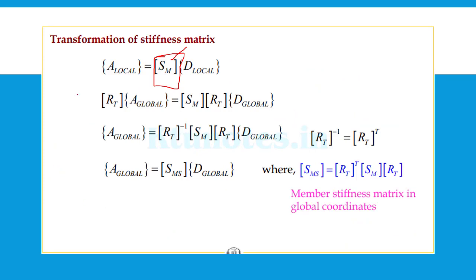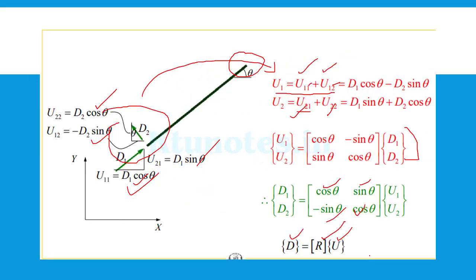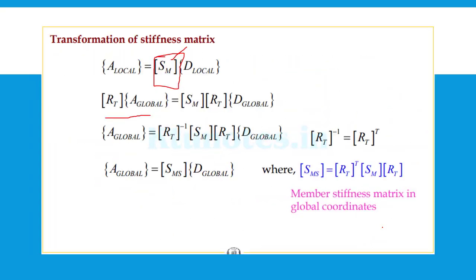And then again expanding, A local is equal to RT into A global, which we have just seen. A local is equal to Sm into D local, which is equal to RT into D global. This is actually the expression. Then again, A global is equal to RT inverse into Sm into RT into D global. So A global is equal to SMS into D global, where SMS is equal to RT transpose, which will be equal to the inverse, into Sm into RT. So this is actually both the same.